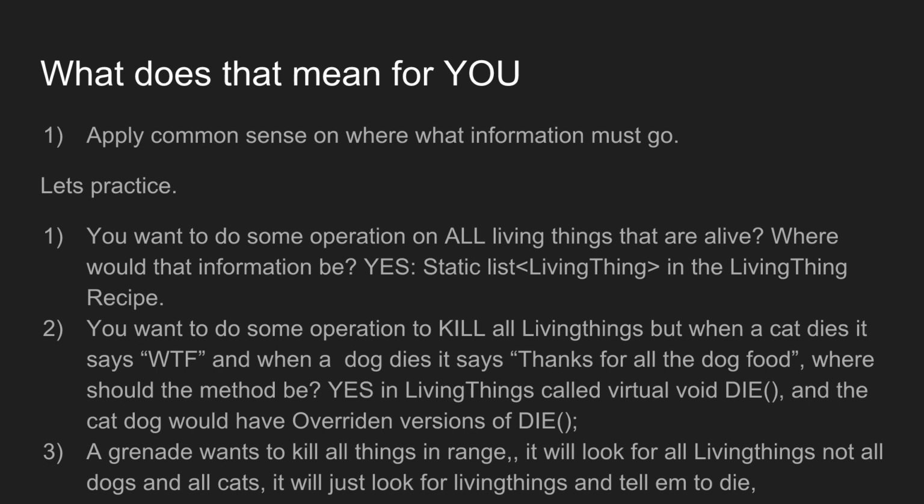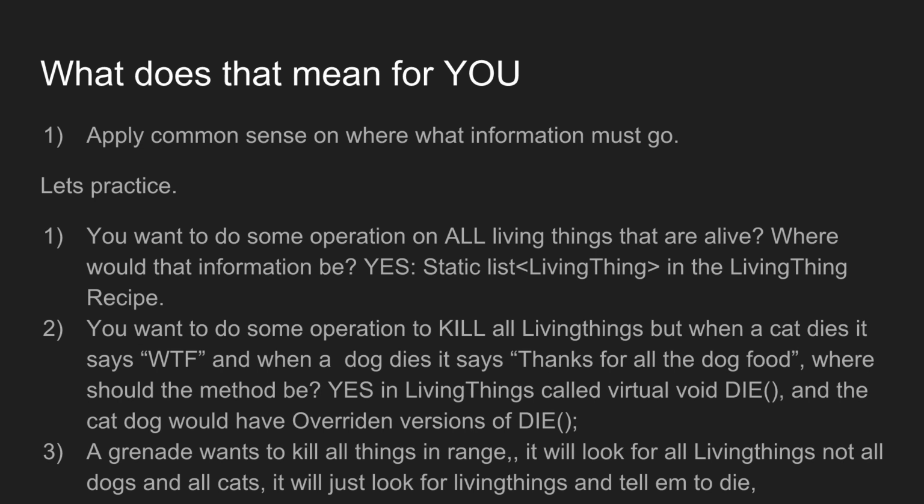And the correct answer is in the living things recipe, there should be a virtual method called die, and the cat and dog would have overridden versions of die. So we will say all living things die, but they will do their own thing because they have overridden versions of die. Because they know they're cats and dogs. We only care that they're living things.